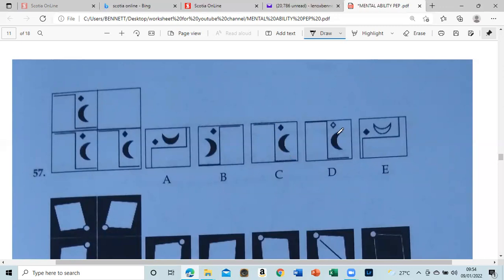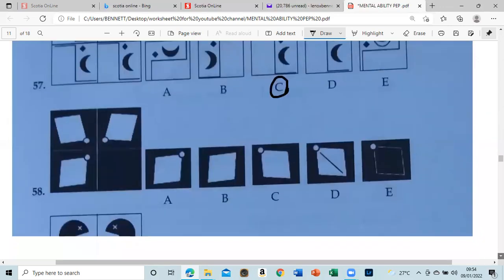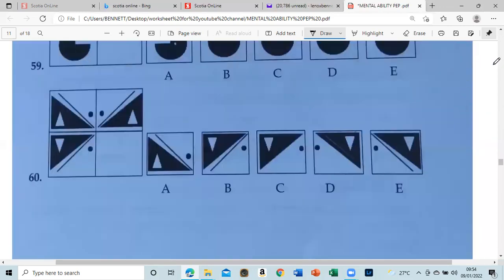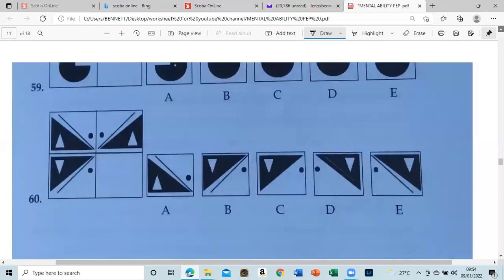Why can't we do this? But this is not black. But this is this. Very good questions. I like where they're going. Critical thinking type of question. Mental ability type question. Awesome, awesome.